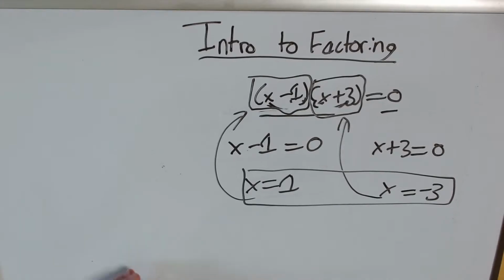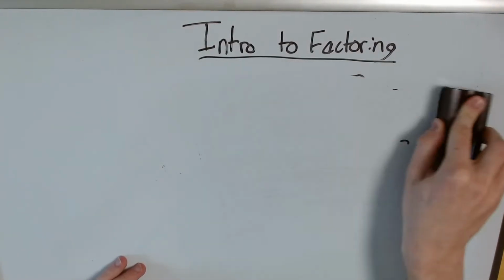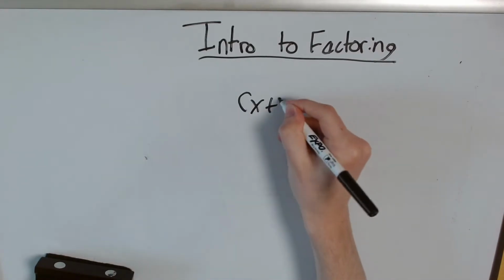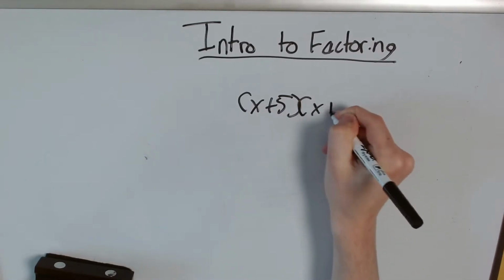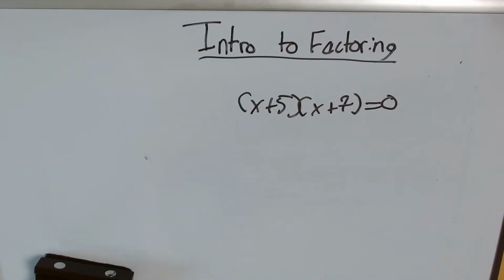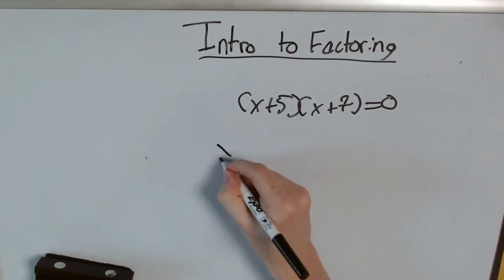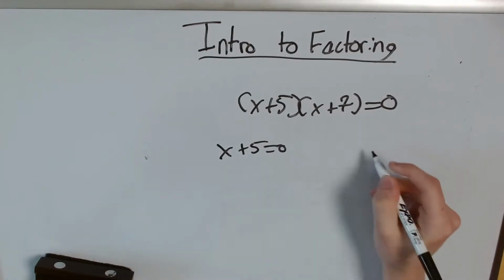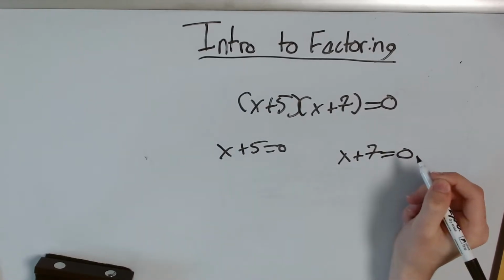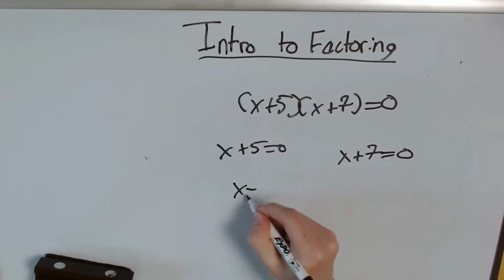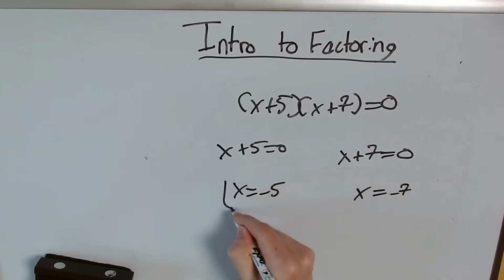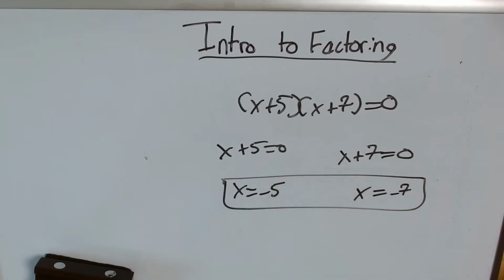Let's do another couple. Let's say I have (x plus 5)(x plus 7) equals 0. I can have x plus 5 equals 0 as a solution, or x plus 7 equals 0 as a solution. Isolating x, I get x equals negative 5 and x equals negative 7. So these are both solutions to this equation.